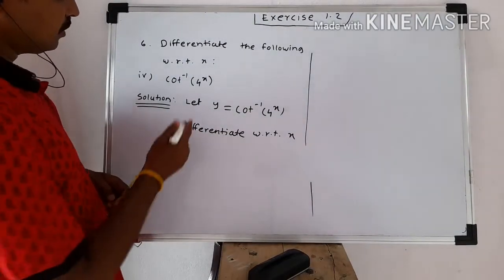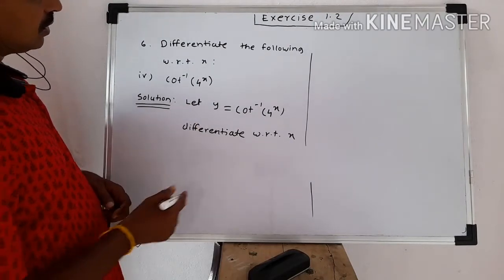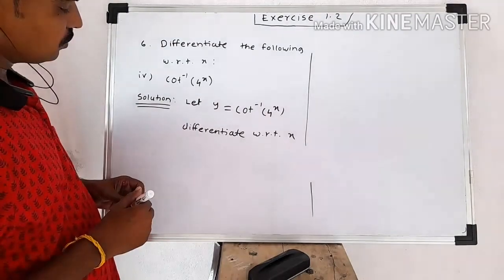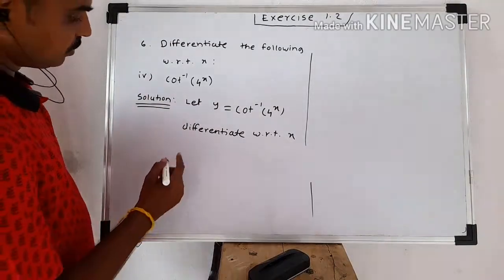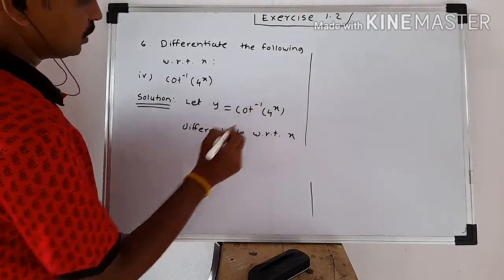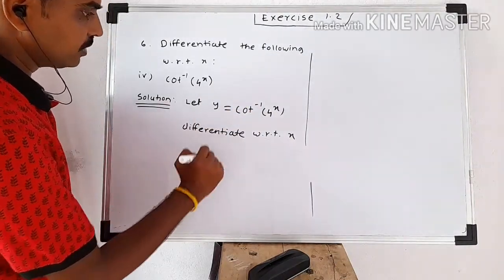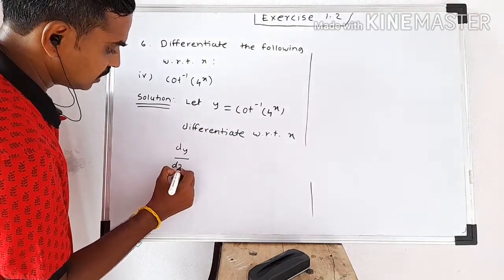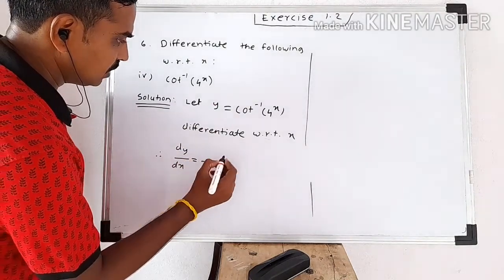Like the third example, we will solve the fourth example. In the third example, cot inverse of f of x, this formula we have used. The same formula will be used here. Now, first of all, we have written y equal to cot inverse of 4 raised to x as it is. We will directly differentiate this function. Therefore, we get dy by dx. This answer will also be negative.